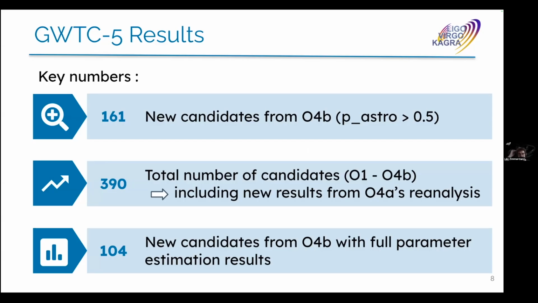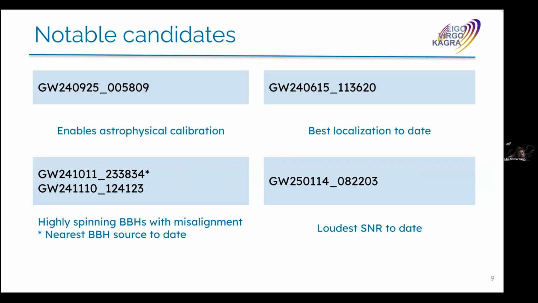And if we go to the next slide, we have 5 notable candidates. So the first one is GW240925, which was a loud event that enables astrophysical calibration in the O4 detector. We also have GW240615, which is the best localized event to date, I think, with a localization of roughly 6 square degrees, which is super small.